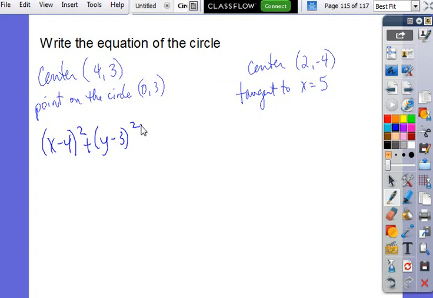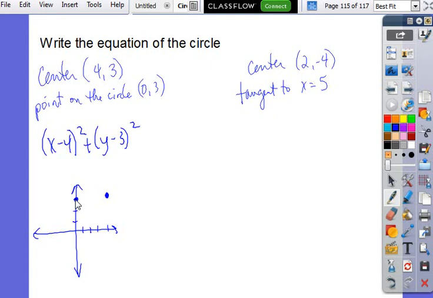It's probably going to be easier to see this if we sketch out a little graph. So I'm going to get me a little graph down here. It says the center is 4, 3. So I go to 4, 3 and I'm putting my point. There's the center. Then it said there's a point on the circle at 0, 3. Well, I'm going to go to 0, 3 and put that point. Well, now I can see what the radius is. How far apart are these things?